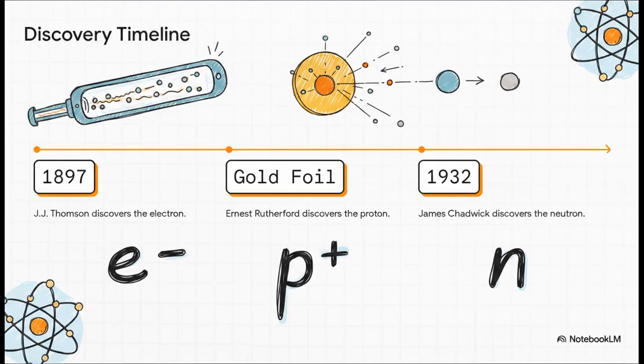Everything around us, all of chemistry, all of physics, is dictated by a microscopic trio living inside every single atom. And it's actually fascinating how rapidly humanity uncovered this invisible world. In 1897, J.J. Thomson discovers the electron. Not too long after that, Ernest Rutherford uncovers the proton. And boom, by 1932, James Chadwick completes the trio by discovering the neutron. In just a span of a few decades, humanity completely unlocked the blueprint of the atom.